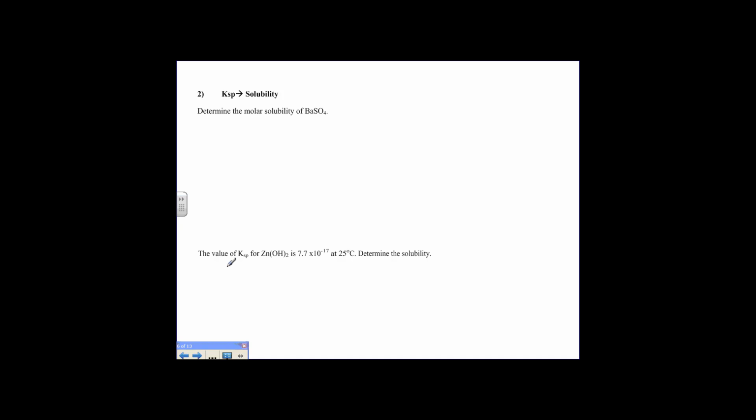If we want to go the other direction, so if we're given the KSP and we want to know the solubility, we need to look up in our table what the KSP value is. So for this one, we're dealing with barium sulfate, and we look up the KSP value is 1 times 10 to the negative 10. So barium sulfate, when we're studying it, its equilibrium is barium 2 plus and SO4 2 minus. This is another case in the year where knowing your polyatomic ions is very useful.